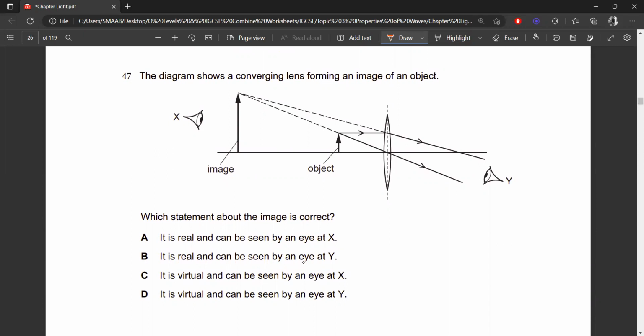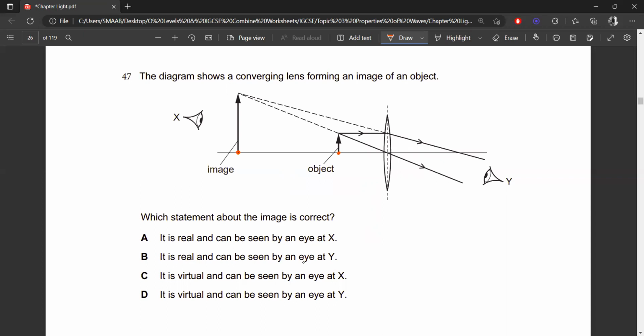Which statement about the image is correct? Object is placed over here and image is going to be formed over here. Is it C? It is virtual. Can be seen by an eye X. Okay.